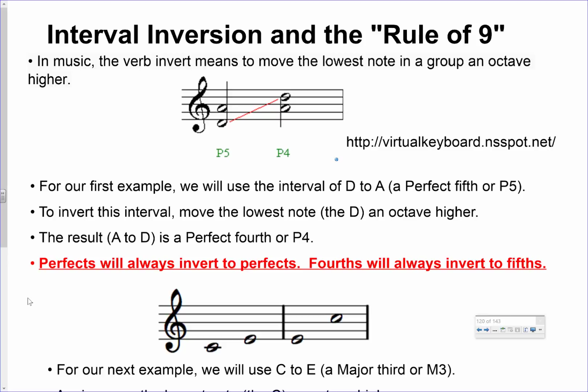In music, you should know that the verb invert means to move the lowest note in a group one octave higher. In our first example, we will use the interval of D to A, which is a perfect fifth. In order to invert this interval, we must move the lowest note, the D, one octave higher. When we do so, the result is A to D, which is a perfect fourth. Perfects will always invert to perfects, and fourths will always invert to fifths.